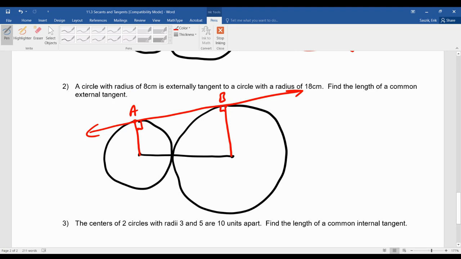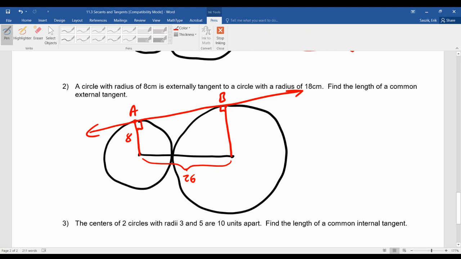Circle with a radius of 8. Boom. This one's 18. We'll deal with that later. Now remember, that means that this whole segment, because they're externally tangent to each other, is 8 plus 18. So this whole thing is 26. You may have thought that we didn't have that information, but we do.